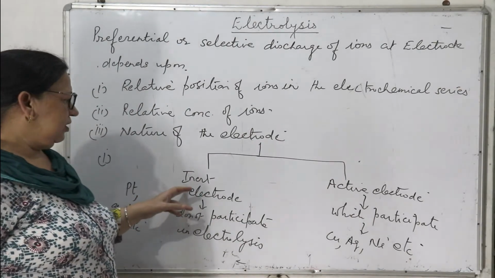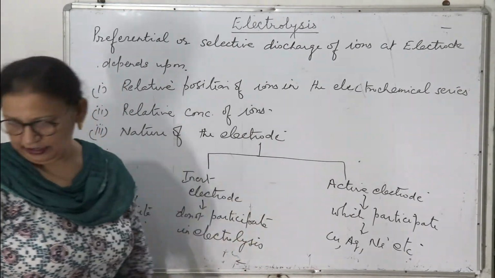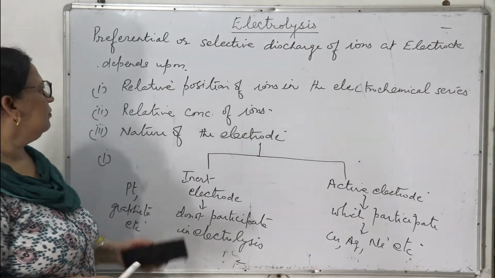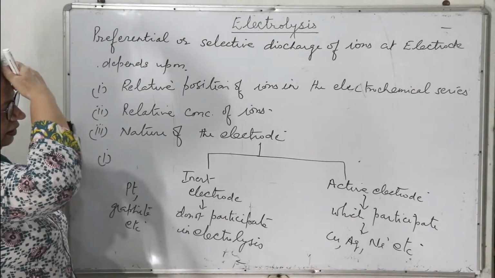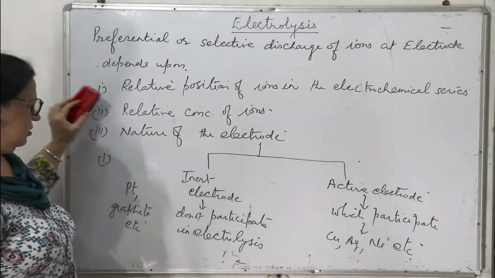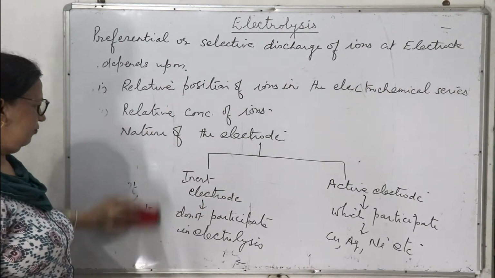Electrolysis is different when the electrodes are inert and when the electrodes are active. Now let us do the third one, that is on the basis of nature of the electrode.